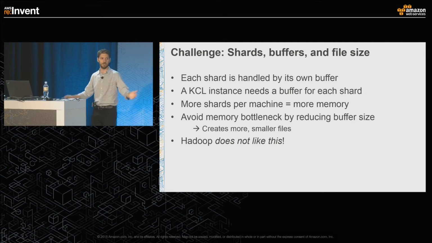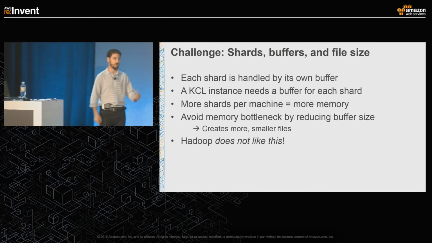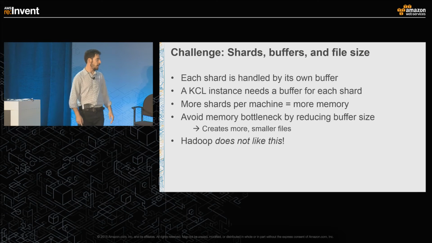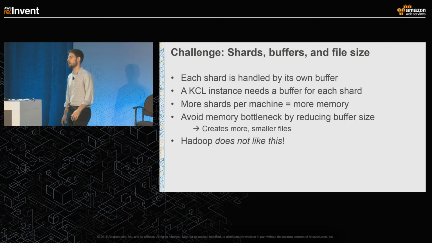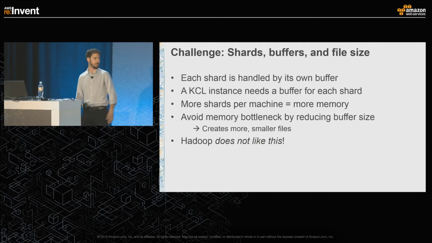So what's the obvious solution to that? Well, let's just make the buffers smaller, right? Let's output every 16 megabytes instead of 128 megabytes. And that definitely works. That means that we can utilize a lot more CPU before we run into memory problems, and we can run this application on fewer instances. But that creates a problem downstream for us, which is that Hadoop does not like lots of small files.